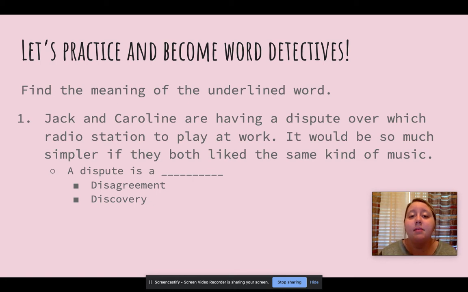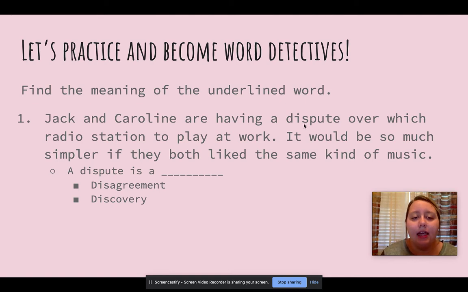So it says, find the meaning of the underlined word. Jack and Caroline are having a dispute over which radio station to play at work. It would be so much simpler if they liked the same kind of music. Well, Miss Lowe made a mistake on this slide. I did not underline the word dispute, but I was supposed to underline the word dispute. So pretend that there is an underline right there with the word dispute.